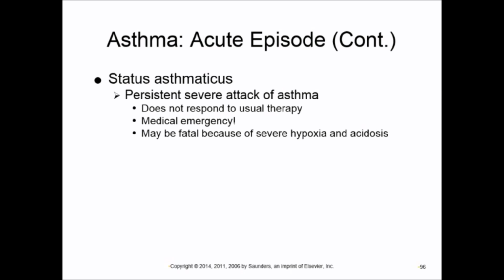Status asthmaticus. Status asthmaticus is not the regular asthma. It's asthma that's not treatable. This is a person who got an asthma attack. You started to give him the spray, the inhaler, and it didn't work out. Another time, you give an injection, and it didn't work out. So this is persistent and severe. They call it status asthmaticus. It does not respond, and this is a medical emergency because of the hypoxemia.